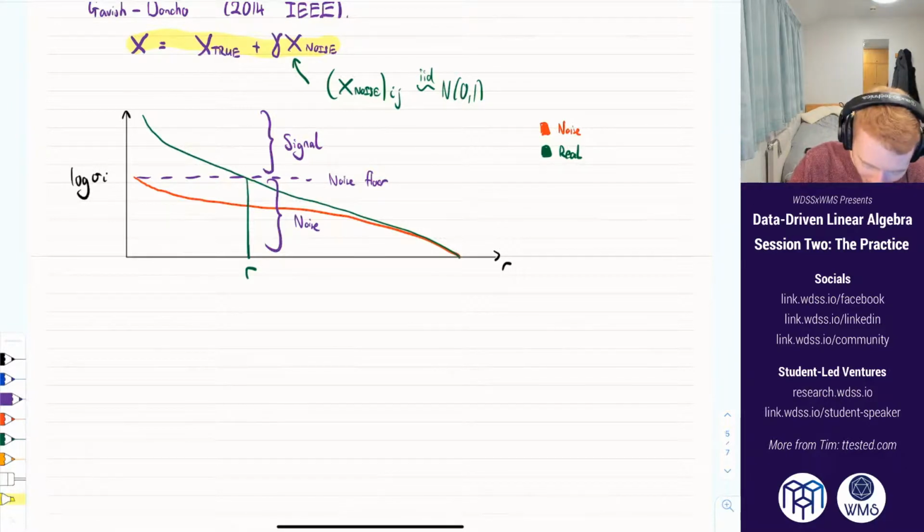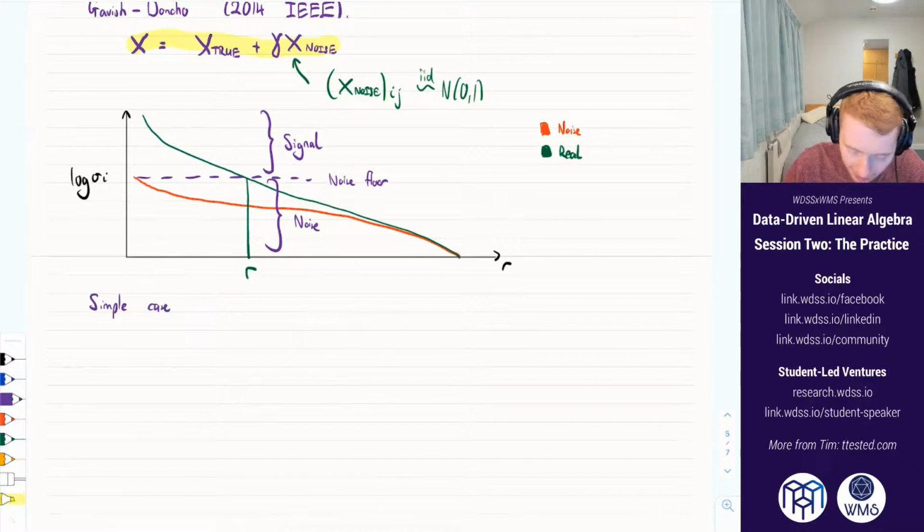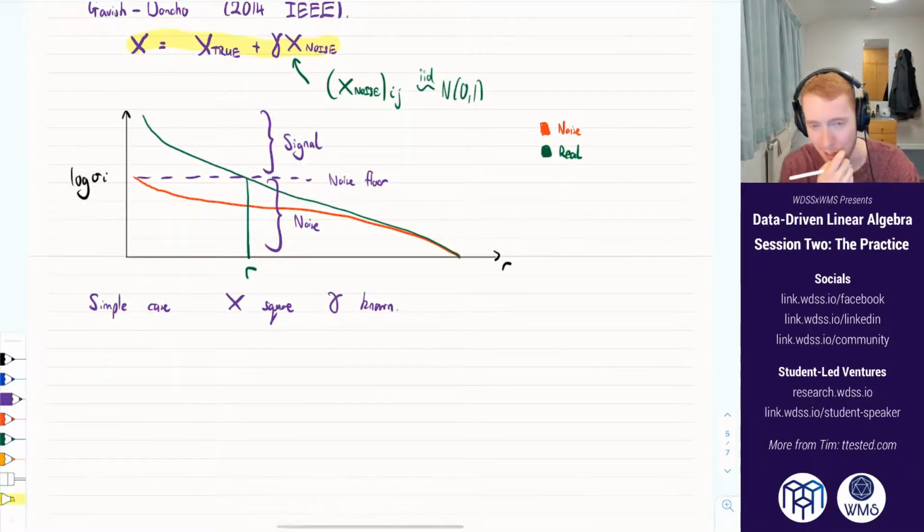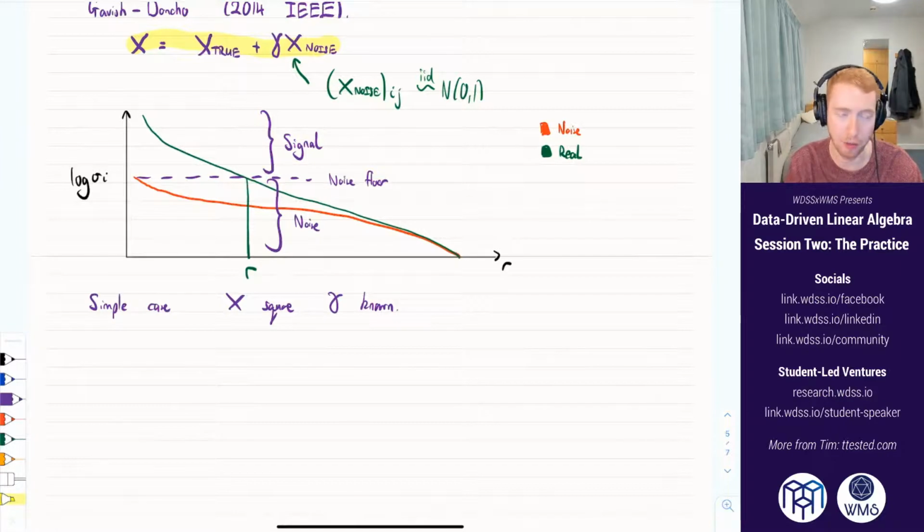So the simple case is what if X is a square matrix and gamma is known, so gamma being the amount of noise. This is a very rare case to have in real life. It's rarely the case you have square data, and why you would know the ratio of noise to data is very unlikely, but you might.